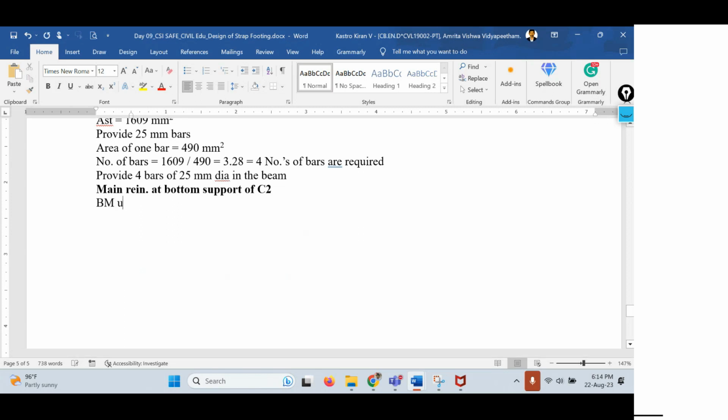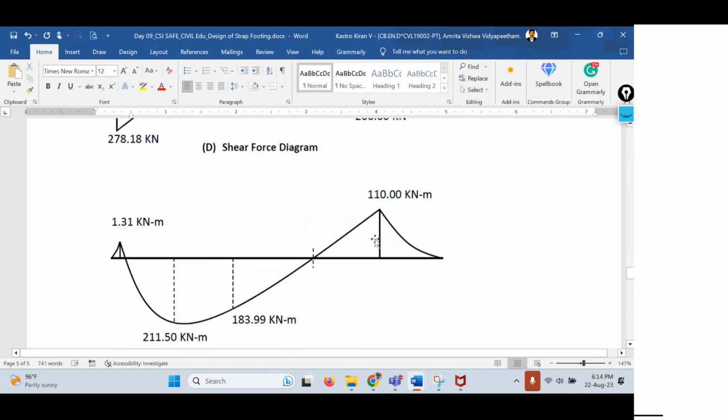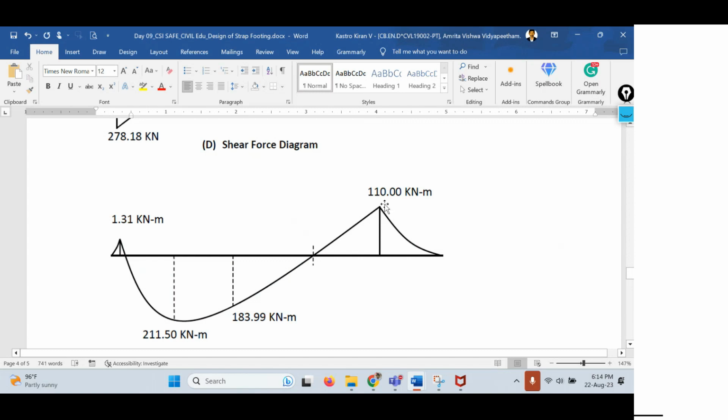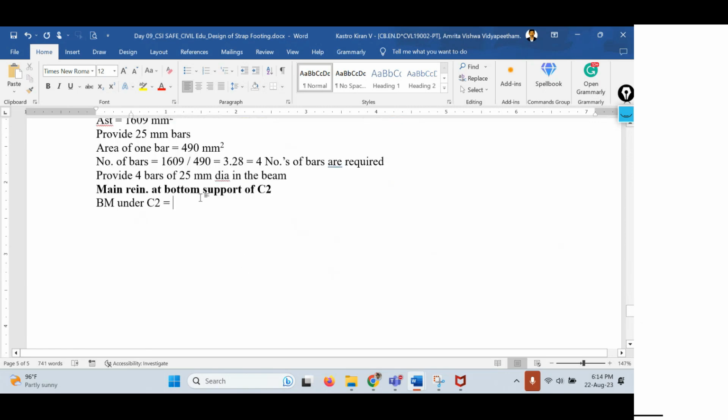Bending moment value under column 2, that is C2, let us see. If you observe the bending moment diagram, this is column 1 and this is column 2. What is the bending moment value under column 2? It is 110 kilonewton meter. So therefore, bending moment M under column 2 is 110 kilonewton meter. That's the bending moment value. So ultimate moment equals 1.5 times 110, so that will be 165 kilonewton meter. This is the maximum moment.